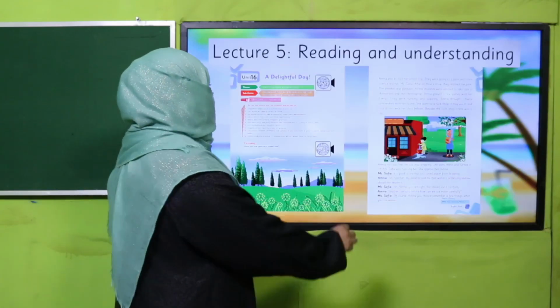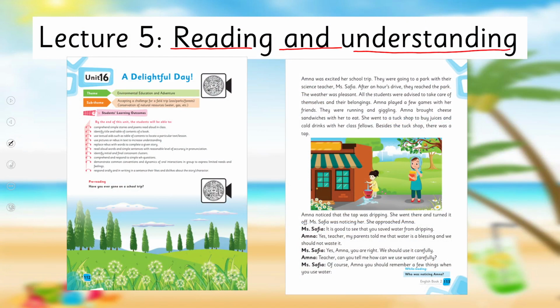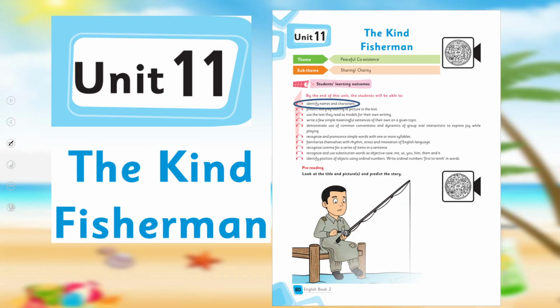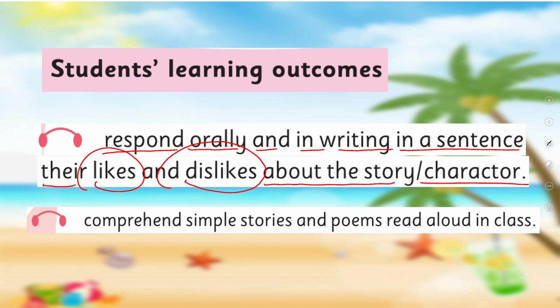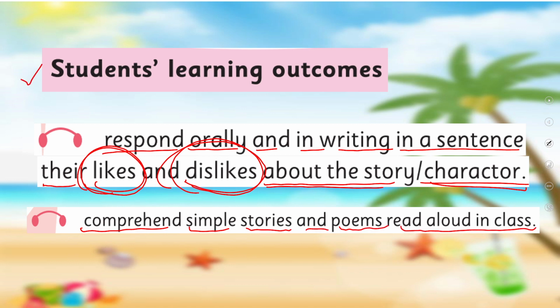Yes, my dear students, today we are going to complete reading, understanding and comprehension of this unit. Before this, I have taught you how to identify names and characters in a story. I hope you remember. If not, you may watch this video lecture again, because after identification of characters, we are going to learn further to respond orally and in writing in a sentence their likes and dislikes about the story and character. So first we learned how to identify. Now we'll comment on our likes and dislikes about the story and characters and comprehend simple stories and poems read aloud in class. These are our today's SLOs.